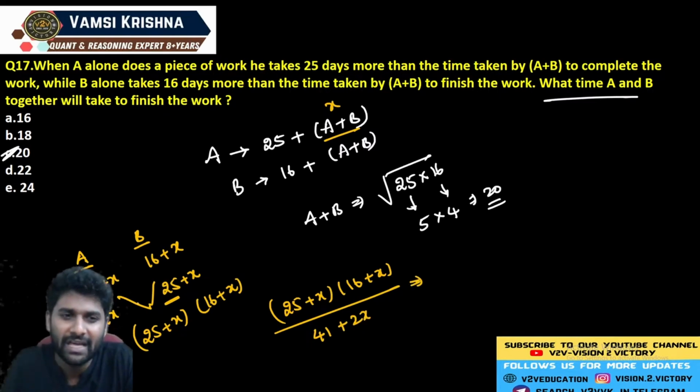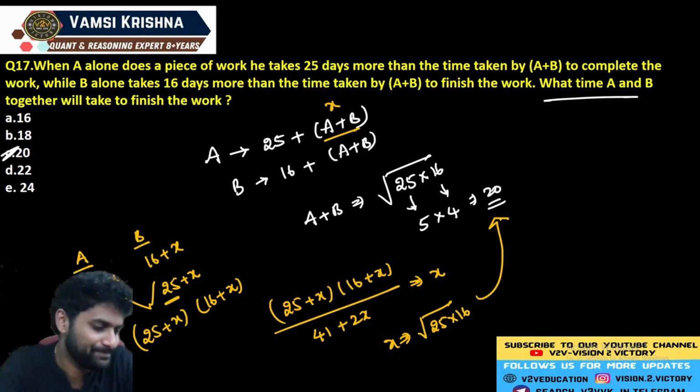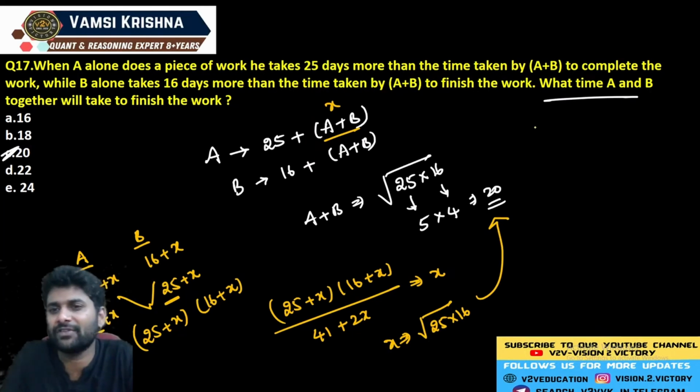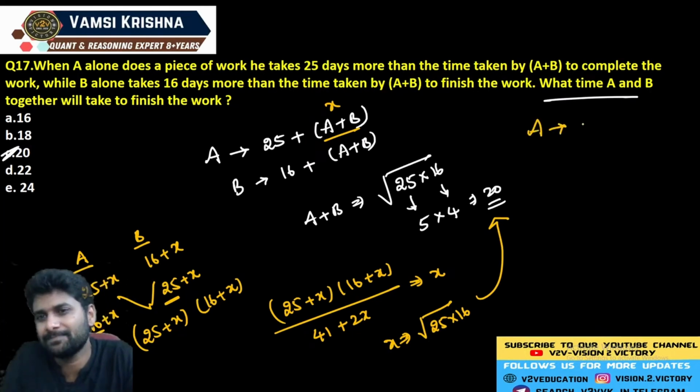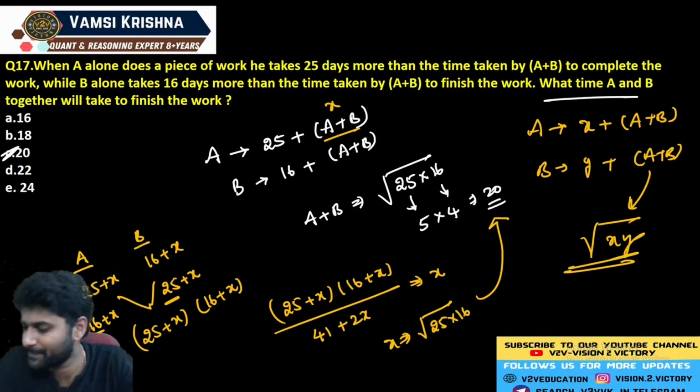Now you already know that if A and B complete the same work in x days, just cross multiply them, then you will get the value of x. So here the x value should be the multiplication of 25 and 16, and here again you will get 20. It takes too much time. That's why make it a shortcut. If you understand the concept, in any question where A takes X days more than A and B together, and B takes Y days more than A and B together, then the number of days A and B take together is the square root of XY.